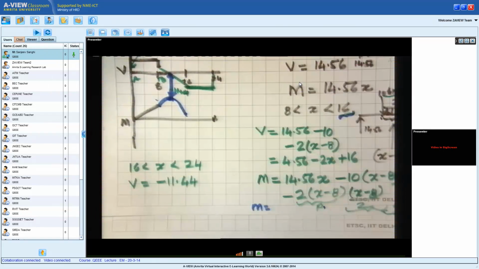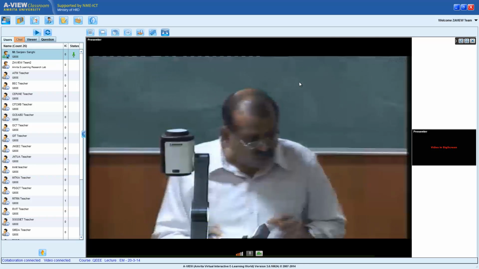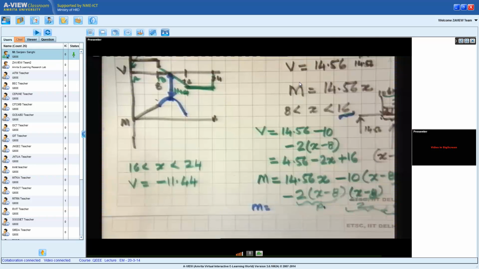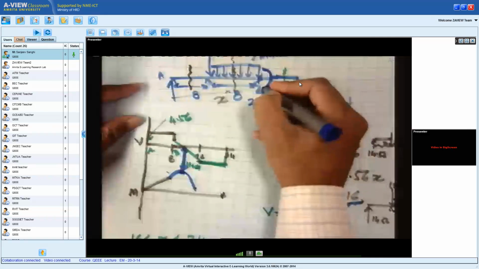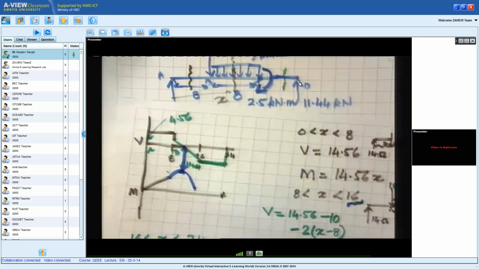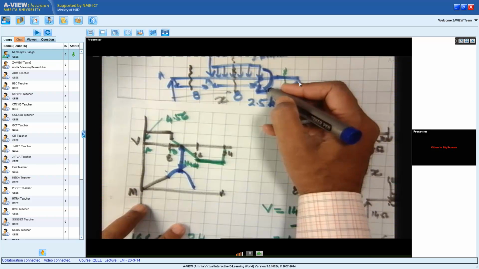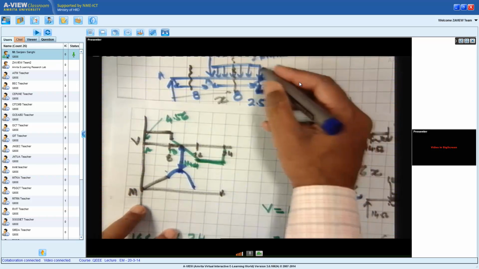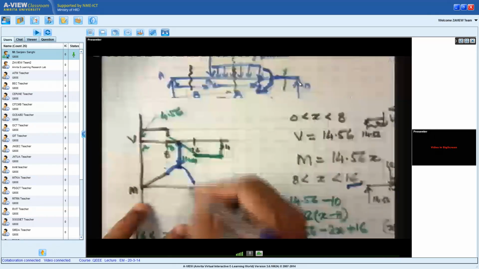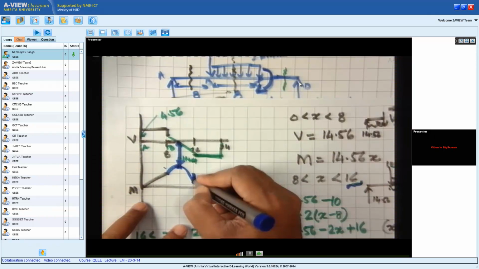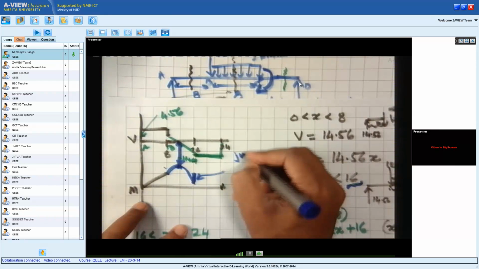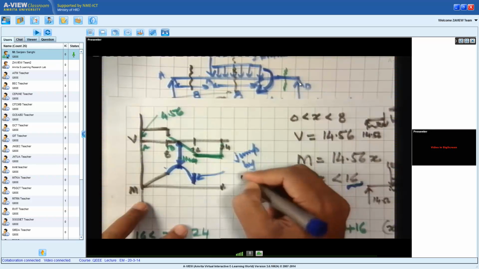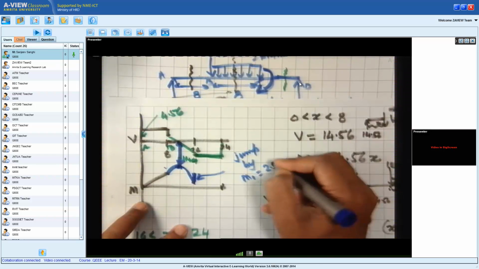You get this. Now, from 16 to 24, what happens? What we see in the loading is that there is a clockwise moment of 2.5 kilonewton meters. So what will that do to the shear and to the bending moment diagram? This moment will do nothing to the shear force diagram, but it will cause a jump in the bending moment. This is a clockwise moment, so here there will be a jump by the value of M1, which is equal to 2.5.